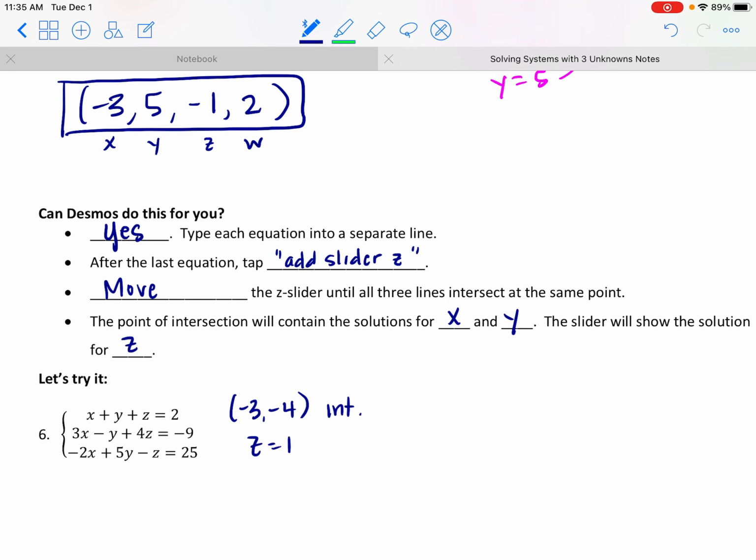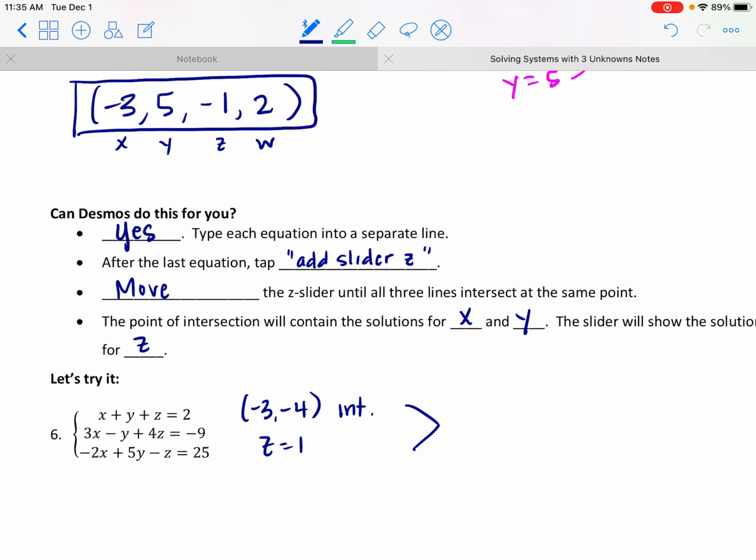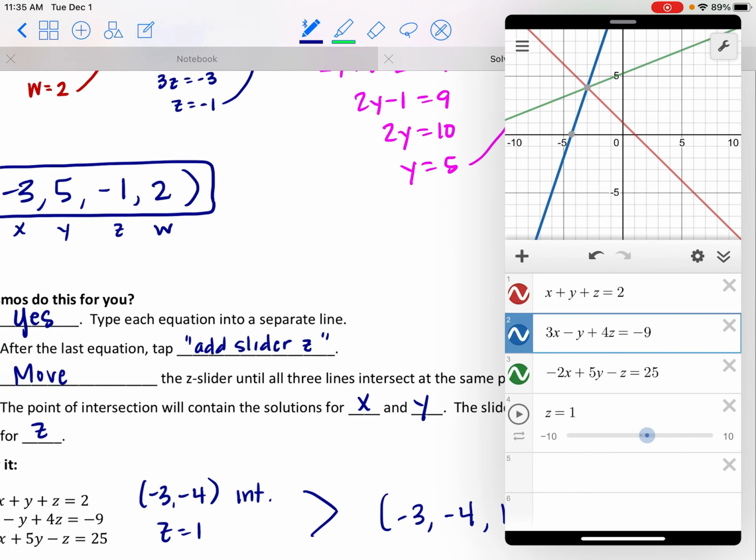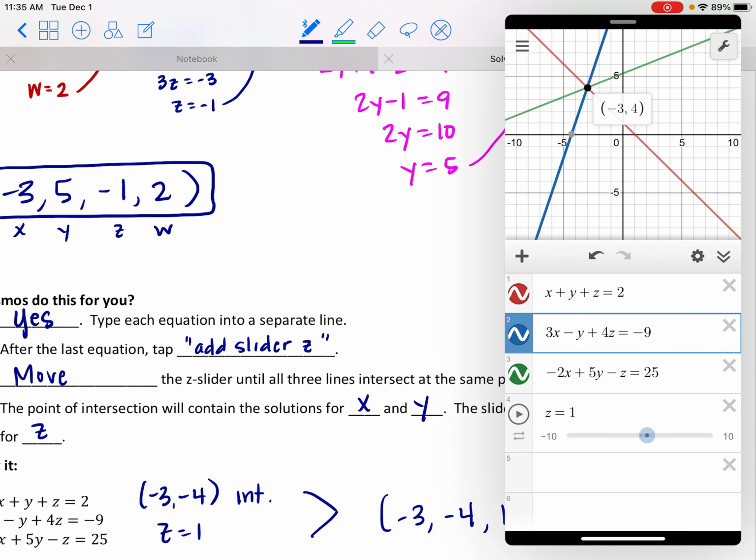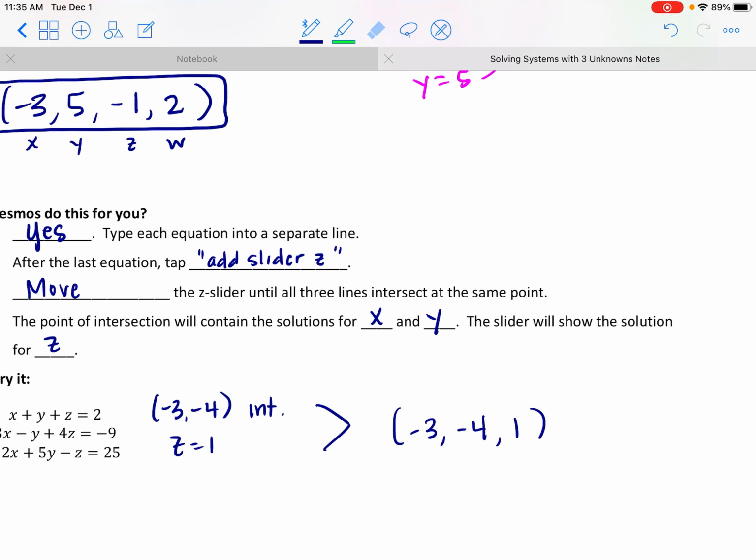That means the solution for this system is going to be -3 for x, +4 for y, and then 1 for z. Was it -3, +4? Sorry, guys. You're probably like, you're messing it up. So -3, +4, and then 1 for z is going to be the solution.